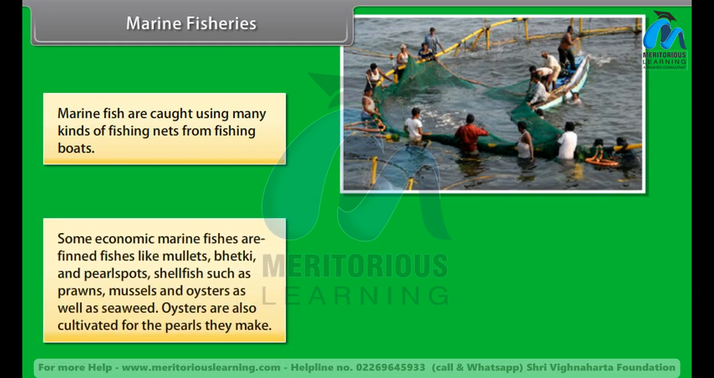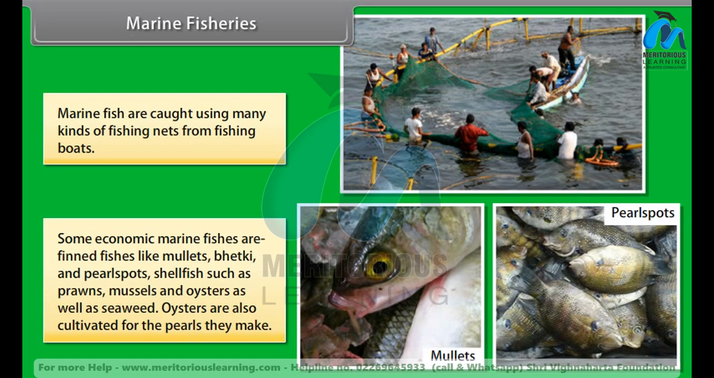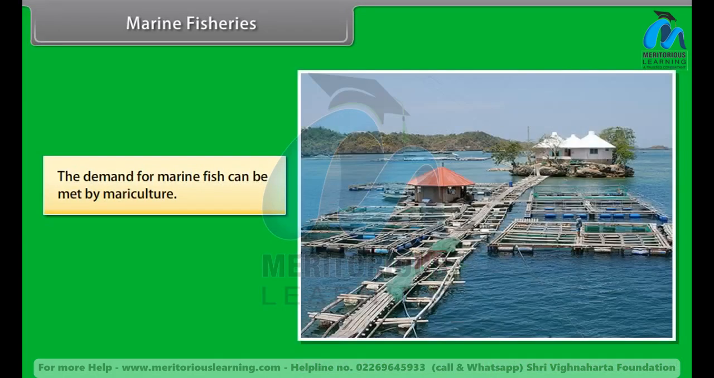Some economic marine fishes are finned fishes like mullets, vetki, and pearl spots, shellfish such as prawns, mussels, and oysters, as well as seaweed. Oysters are also cultivated for the pearls they make. The demand for marine fish can be met by mariculture.